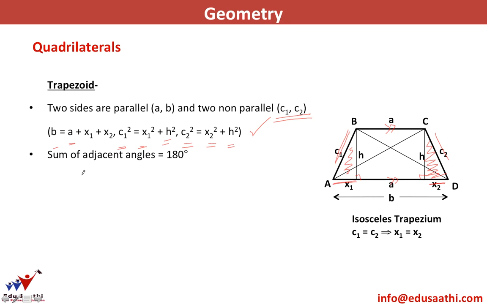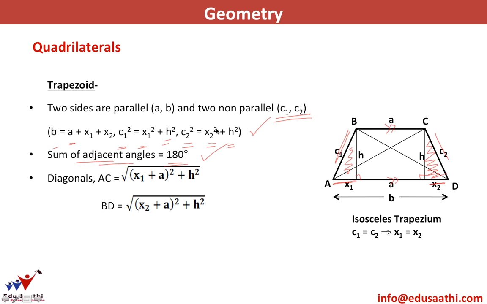Another thing that I need to keep in mind is the sum of adjacent angles is 180. Whenever there is a pair of lines which are parallel to each other, the sum of adjacent angles would always be equal to 180 degrees. To find out the length of the diagonals AC and BD, I can again apply Pythagoras Theorem. So AC square will be equal to this base, which will be A plus x1 whole square plus h square. Similarly, BD square will be equal to A plus x2 whole square plus h square.